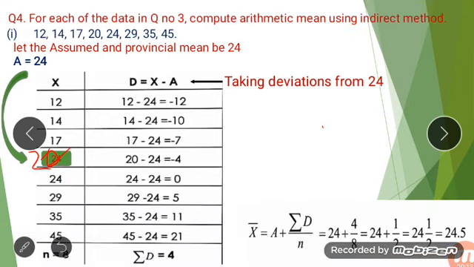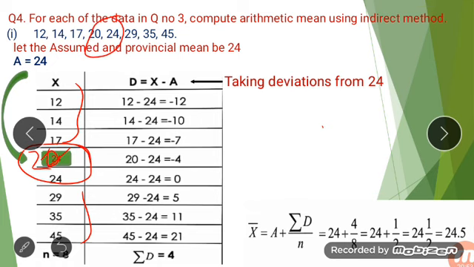Here we have to take an assumed mean, and we are going to leave three values from the top and three values from the bottom. Here are the observations written: x is 12, 14, 17, 20, then 24, then 29, 35 and 45. And the number of observations is 1, 2, 3, 4, 5, 6, 7, 8. So n shows the number of observations, which is 8. If we leave three values from the top and three values from the bottom, in the middle we will have two values, which are 20 and 24.